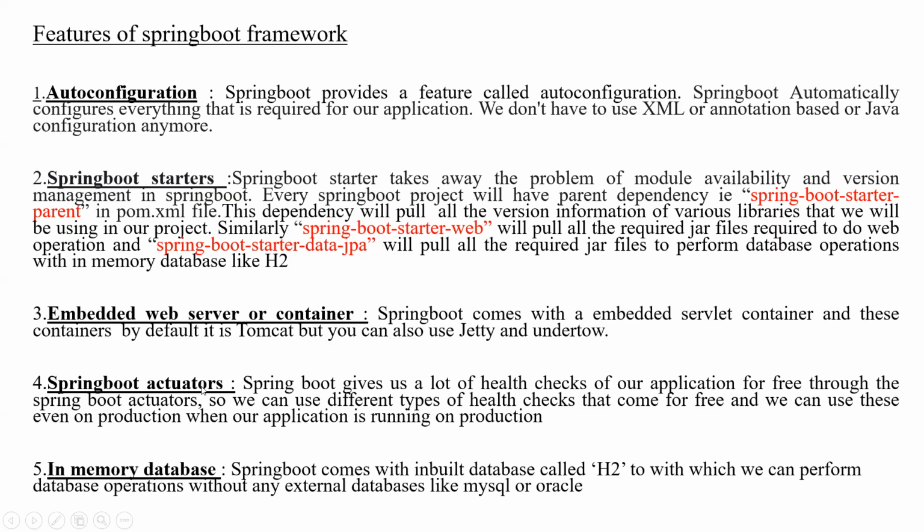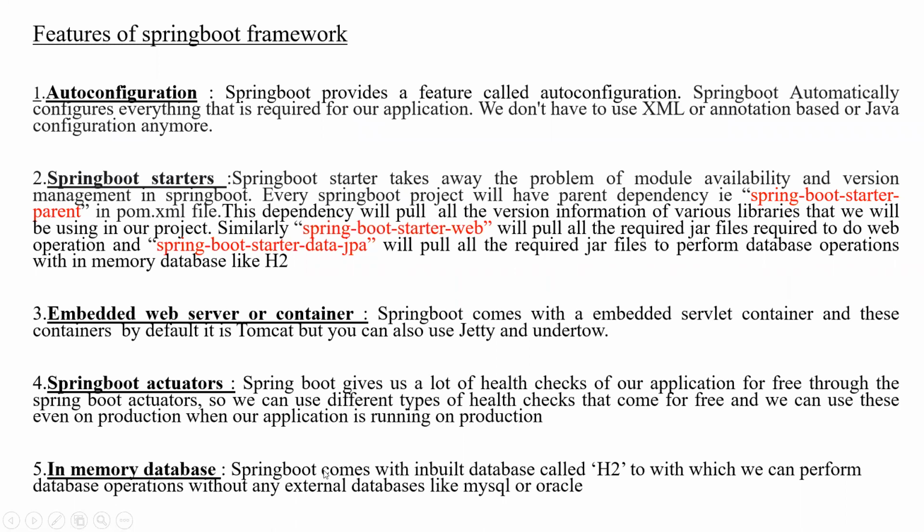Guys, Spring Boot actuators. This is a very, very important thing. There is a feature called actuator, which provides several endpoints. Using those endpoints, you can do health checks of your running application. For example, if you have deployed an application in your Tomcat server and want to see how it is running after deployment, the actuator provides several endpoints to check the condition of the running application. Spring Boot gives us health checks of our application for free through the actuators. We can use different types of health checks, which come for free, and we can use them even in production when our application is running.